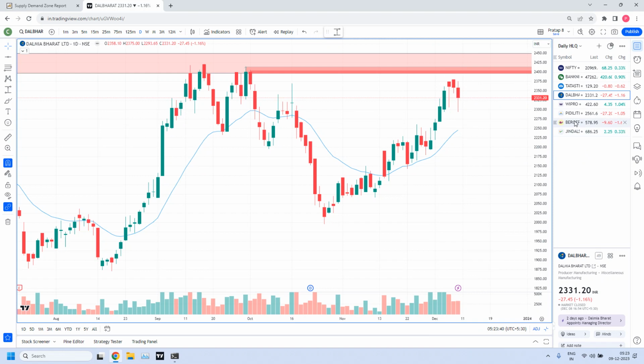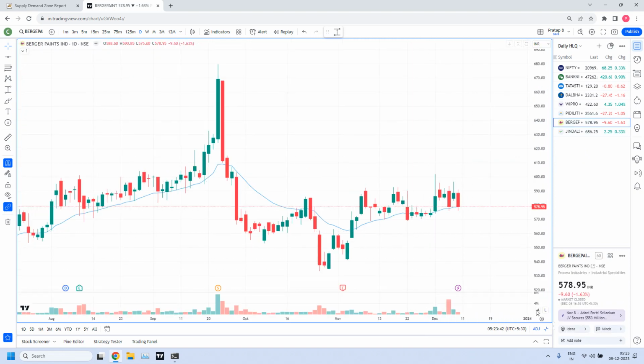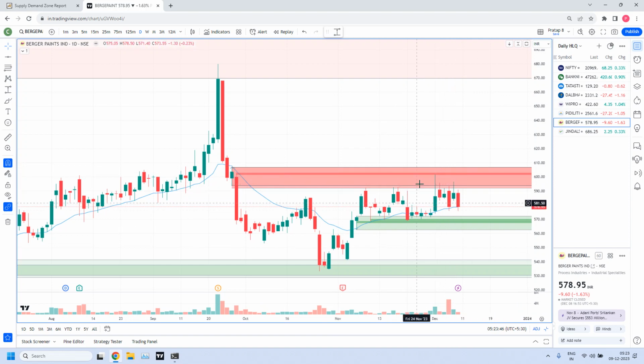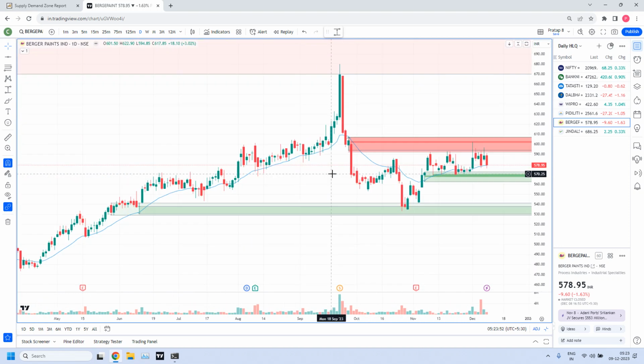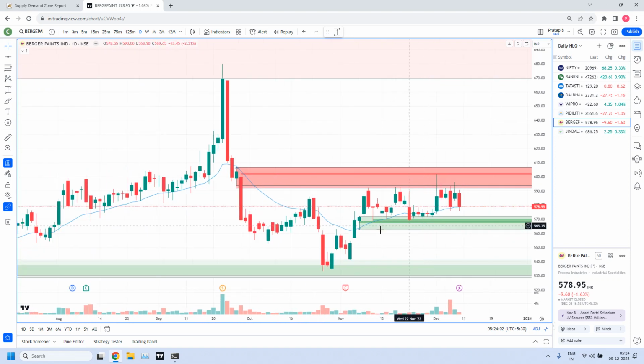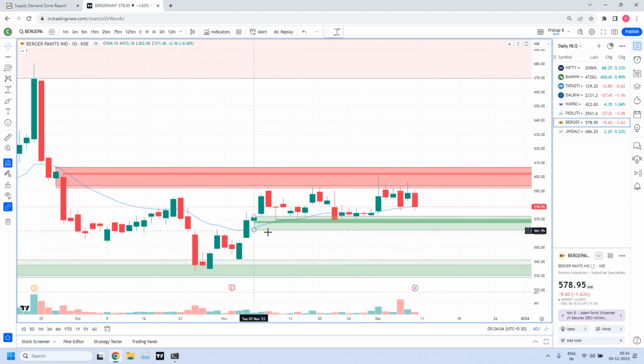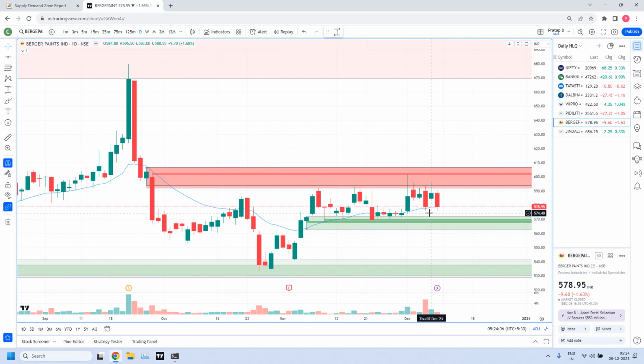And the other one is Berger Paints. This also did not enter. This is the supply zone, near supply zone. So did not enter. But we have a high liquidity demand zone here. We have two high liquidity demand zones. Oh, sorry, the below is not a high liquidity demand zone. It is inside the weekly zone, we have a daily zone. But this is a daily high liquidity demand zone. We have a daily high liquidity supply zone.